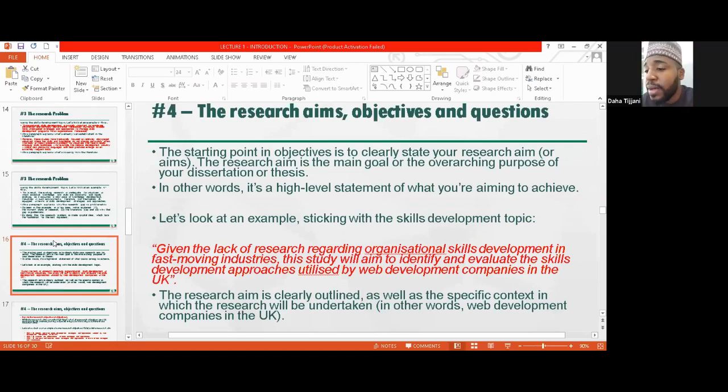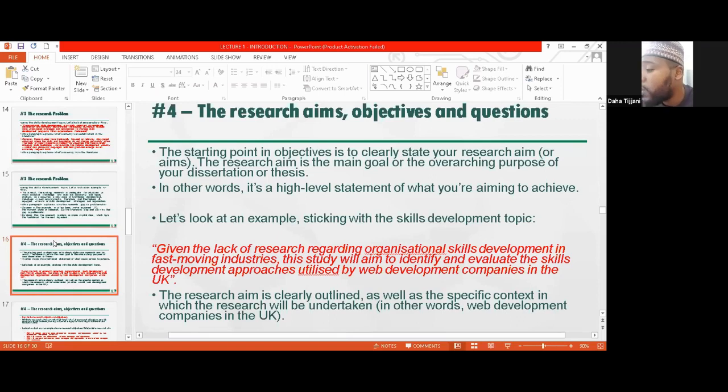So the research aim is the main goal or the overarching purpose of your dissertation or thesis. It is a high-level statement of what you are aiming to achieve. So for example, you could say, given the lack of research regarding organizational skill development in fast-moving industry, the study aimed to identify and evaluate skills development approaches utilized by web development companies in the UK, for example. So this is clearly the aim.